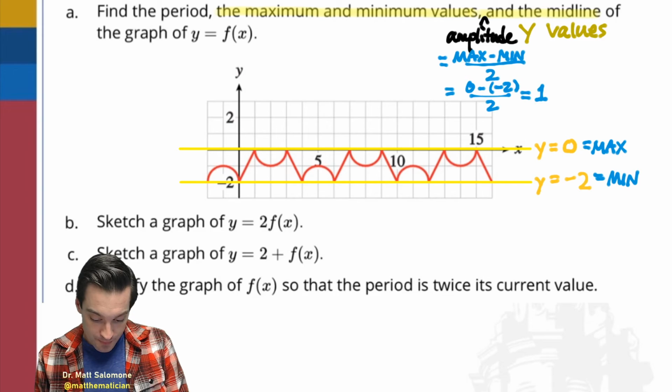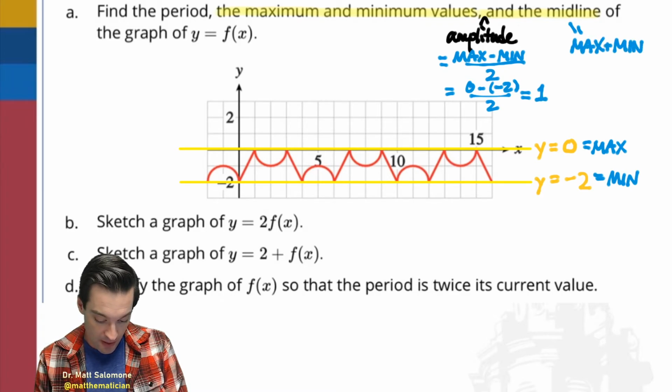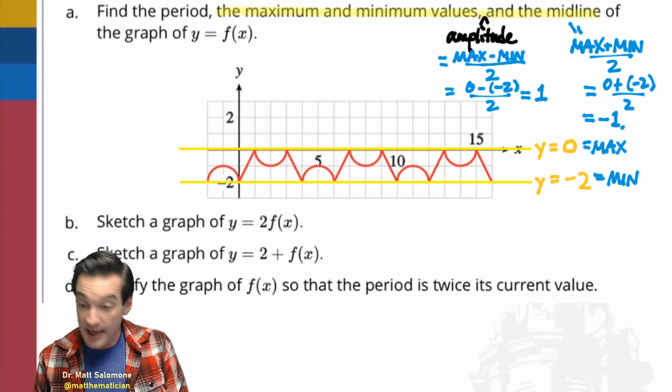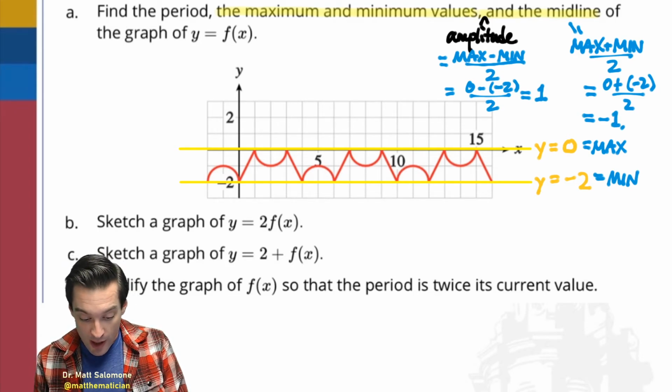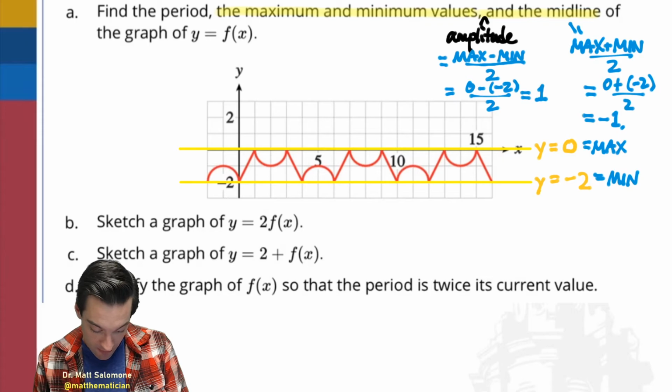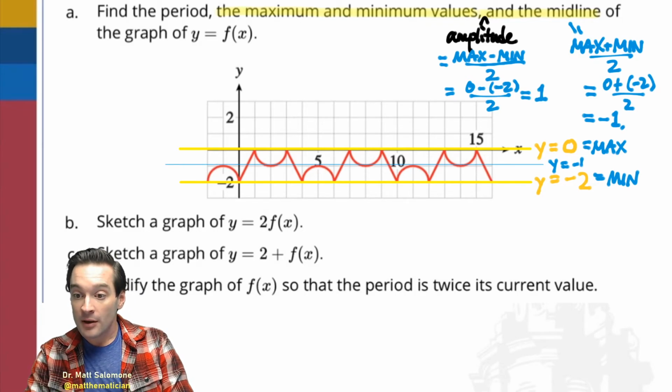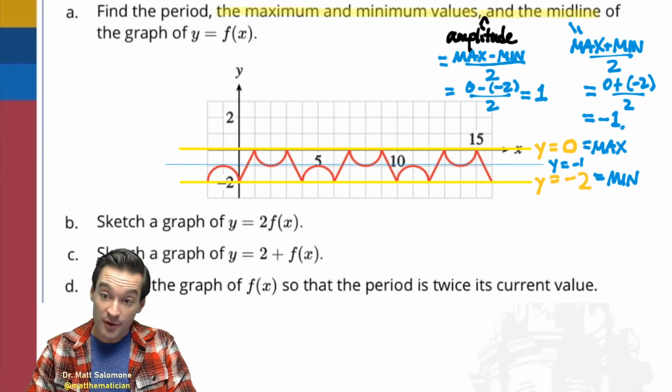And the midline, instead of being half the difference, is half the sum. It's the average. So it's max plus min over 2. And so that's 0 plus -2 divided by 2. That's -1. Now what does that -1 correspond to? It corresponds to the y-coordinate of a horizontal line which goes directly down the middle of this function, halfway between the horizontal line representing the maximum and the horizontal line representing the minimum. Here's my midline, y equals -1. Right? Okay, so there's the maximum and minimum values, the amplitude, and the midline.